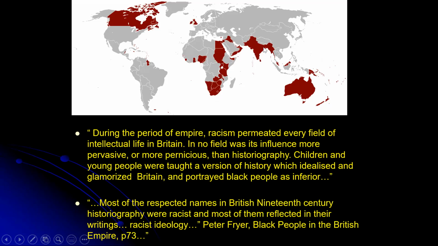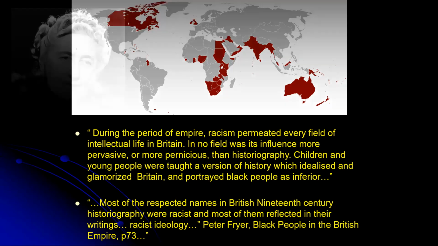Parts of Asia, Southeast Asia, Australia, New Zealand. This is where this information was taken. Most of the respected names in British 19th century historiography were racist, and most of them reflected racist ideology in their writing. So history comes in and does his bit. Philosophy, science, anthropology, psychology, sociology, and so on and so forth. And this is how children were taught within school.